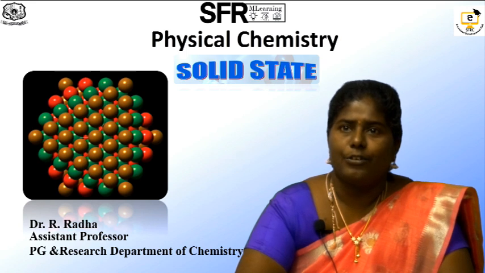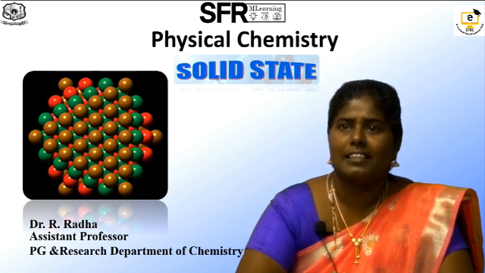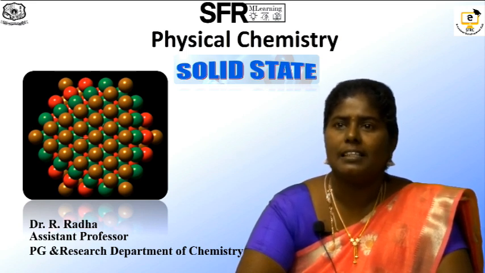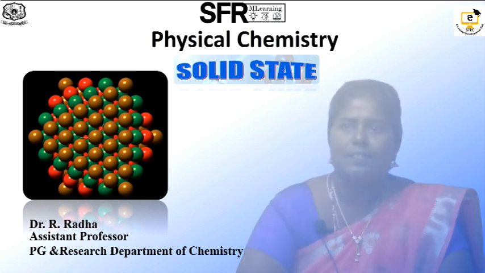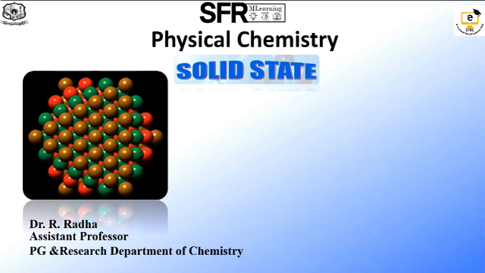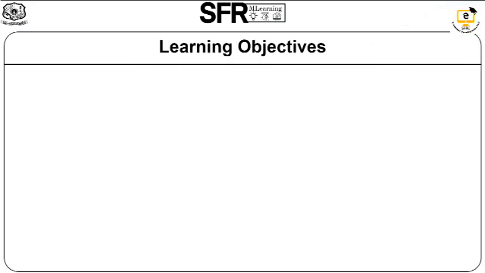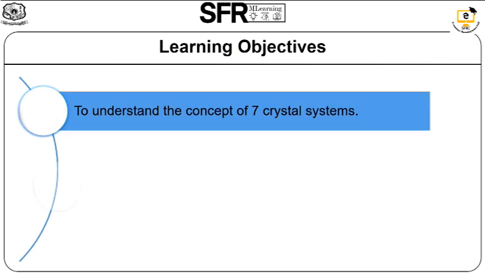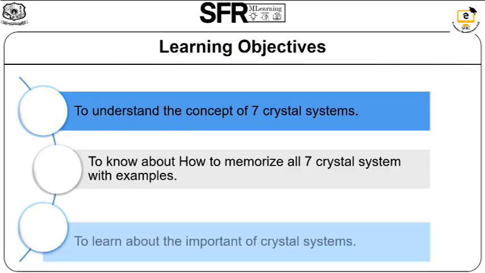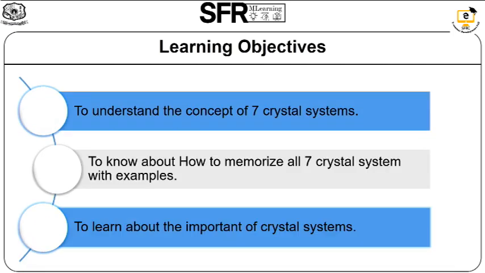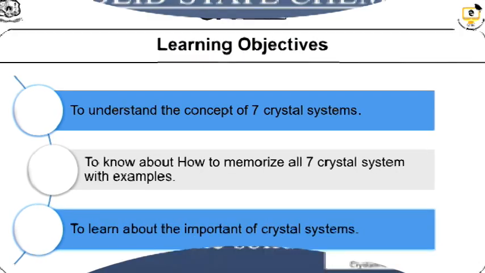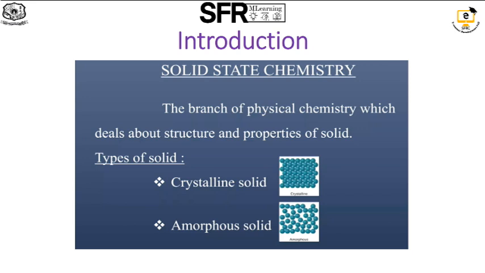Today we are going to discuss solid state chemistry, mainly the crystalline systems. There are 7 crystal systems, and we will discuss all of them. The learning objectives are to understand the concept of the 7 crystal systems, to know how to memorize all 7 crystal systems with examples, their lattices and cell dimensions, and to learn about the importance of crystal systems. So, an introduction to solid state chemistry.